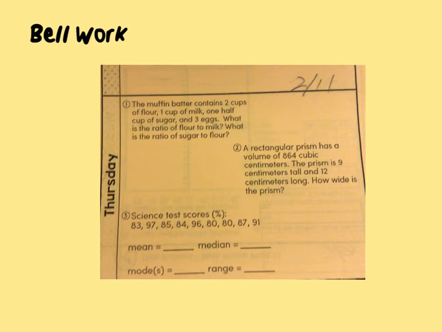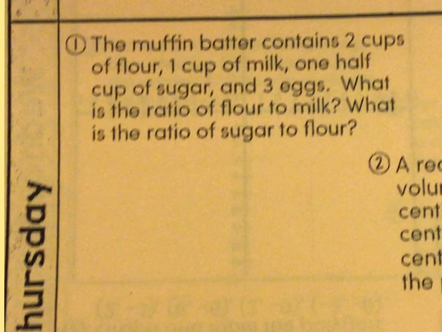All right, so here is your bell work for today, and this is the first question. It says the muffin batter contains 2 cups of flour, 1 cup of milk, and 1/2 cup of sugar, and 3 eggs. What is the ratio of flour to milk? So I'm just going to use my highlighter here, and I'm going to find the flour. The flour was 2 cups of flour, and the milk was 1 cup. So my ratio of flour to milk would have been 2 to 1.